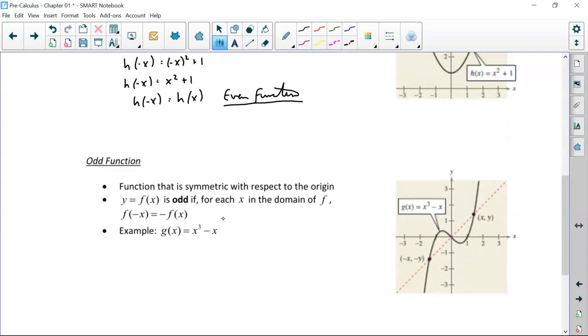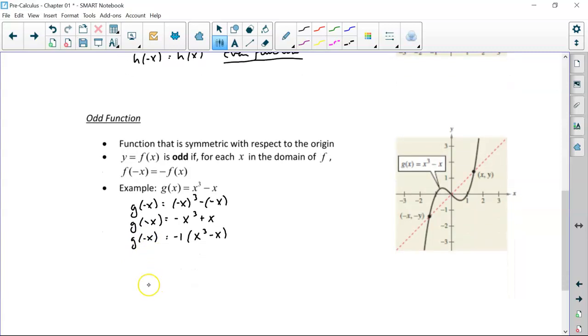Odd function has origin symmetry, so we're going to put negative x in. g of negative x equals negative x cubed minus negative x. So g of negative x equals, when you cube a negative, you get a negative, so negative x cubed, negative times negative is plus x. Now, if you notice, we can factor out a negative. So it's negative 1 times x cubed minus x. That's what g of negative x equals.